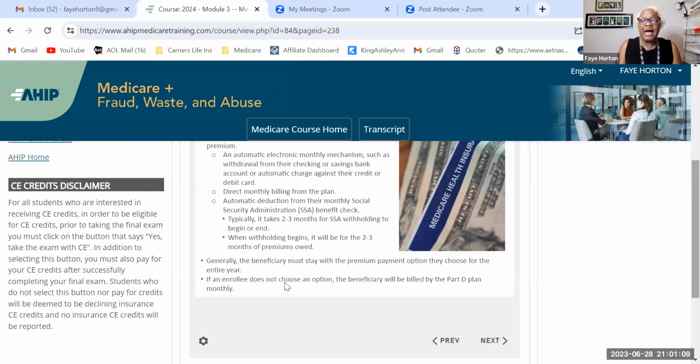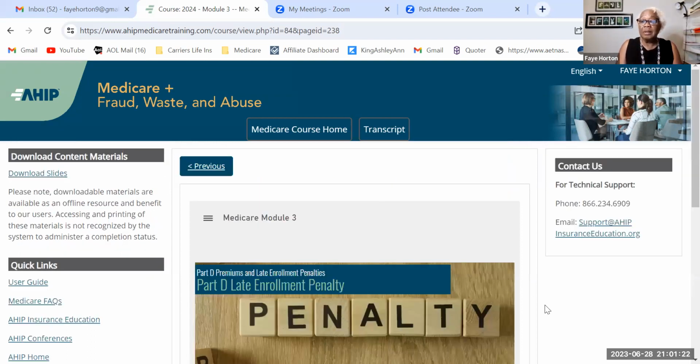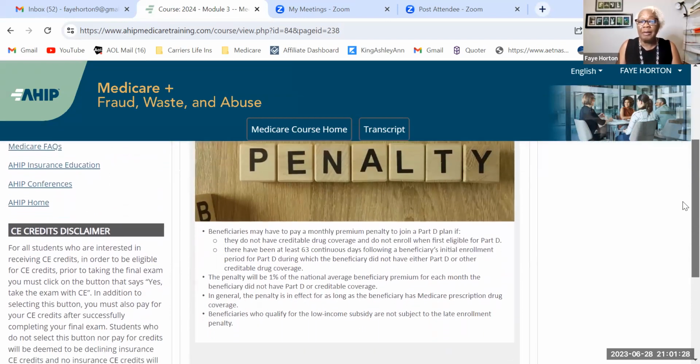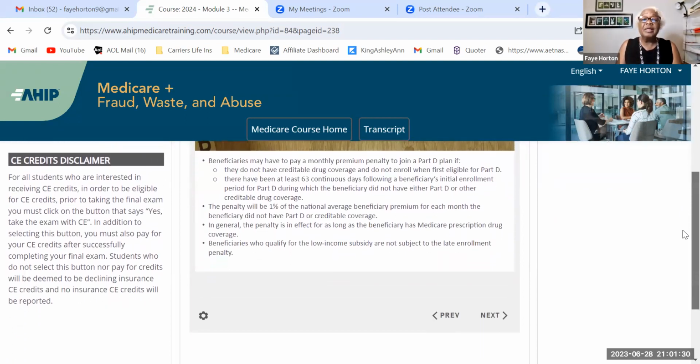If an enrollee does not choose an option, the beneficiary will be billed by the Part D plan. And that's where they can run into problems because they don't open the mail, or they didn't understand the bill, and somebody at the house didn't know that was the bill for their prescription drug coverage, and they didn't pay it and they lost it. So try to make sure that your customers have some automated payment in process.